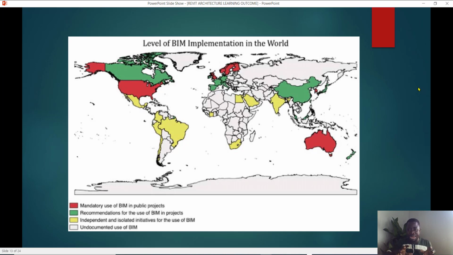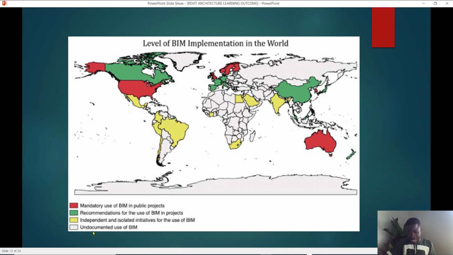So the countries marked red are countries where BIM is mandated. Now the countries that are marked green, BIM is recommended for use in projects, especially for government projects. For countries that are marked yellow, there is a record of isolated initiative for BIM use. What usually happens in such countries is that their professional bodies make it a priority that if you're not using BIM, you'll not be able to practice. So that puts pressure on the professionals in there, and most of the work they will do, the output will be there like that.